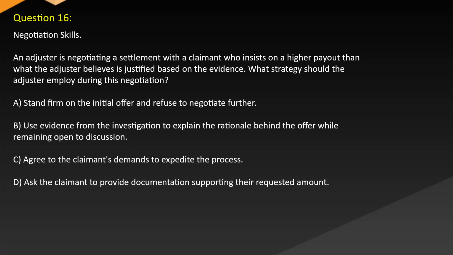Question 16. Negotiation skills. An adjuster is negotiating a settlement with a claimant who insists on a higher payout than what the adjuster believes is justified based on the evidence. What strategy should the adjuster employ during this negotiation? A. Stand firm on the initial offer and refuse to negotiate further. B. Use evidence from the investigation to explain the rationale behind the offer while remaining open to discussion. C. Agree to the claimant's demands to expedite the process. D. Ask the claimant to provide documentation supporting their requested amount.